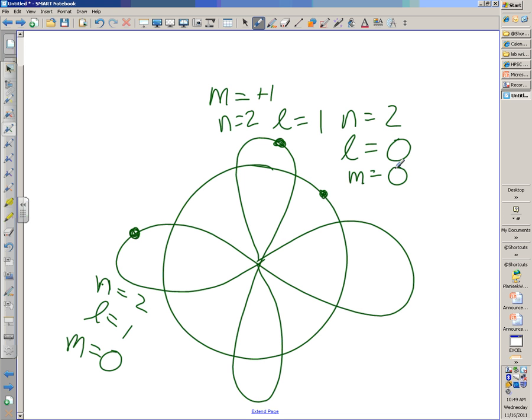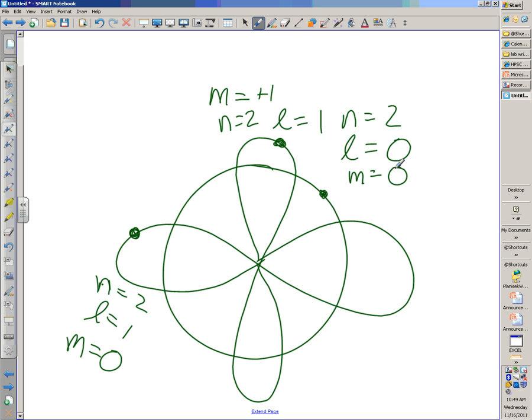So if l is 0, m automatically has to be 0, because how many s's are there? 1. So this 0, negative 1, 1 is only for the p sublevel? Right. Now, can I take you to the next step?